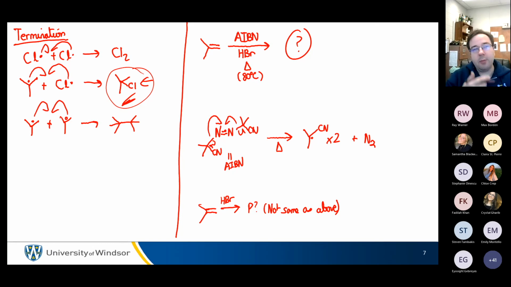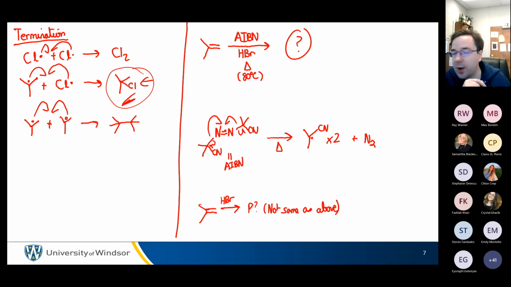So in this termination step, we have 3 ways to get rid of the radical. We have chlorine radicals and the isobutyl radical, and 2 chlorine radicals can combine, 2 isobutyl radicals can combine, or a chlorine radical can combine with an isobutyl radical. There's actually other ways that this can happen, but we won't think about that for now.